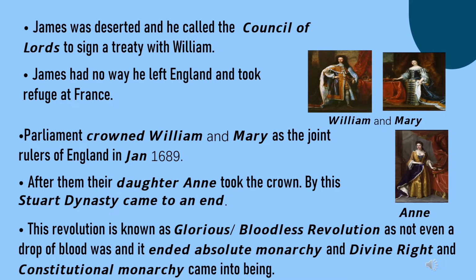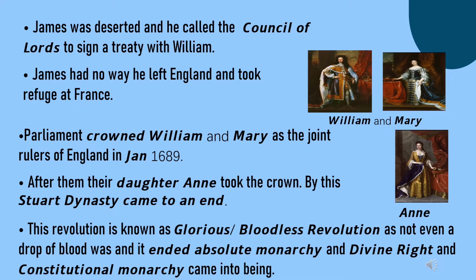Then James II was deserted, and he called the Council of Lords to sign a treaty with William. James had no way, so he left England and took refuge in France. The Parliament crowned William and Mary as the joint rulers of England in January 1689. After the reign of William of Orange and Mary, their daughter Anne took the crown. By this, the Stuart dynasty came to an end.